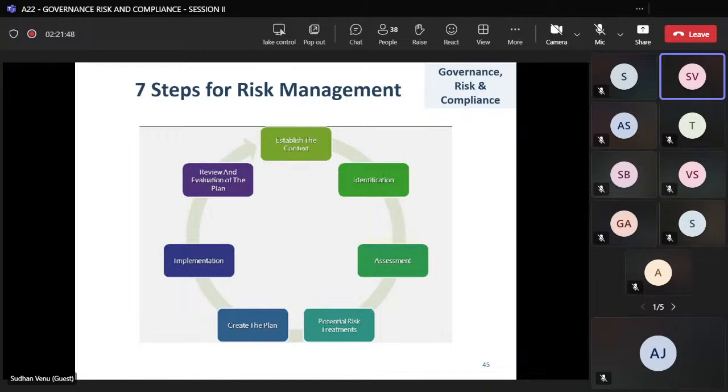And risk retention implies that the loss arising due to the risk exposure shall be retained or assumed by the party or the organization. Risk retention is generally a deliberate decision for the business organization. So sometimes the risk will be retained at the organization level. So these are the potential risk treatments.